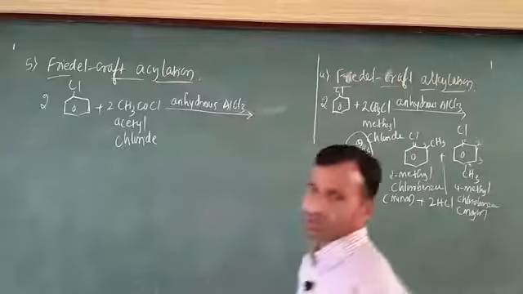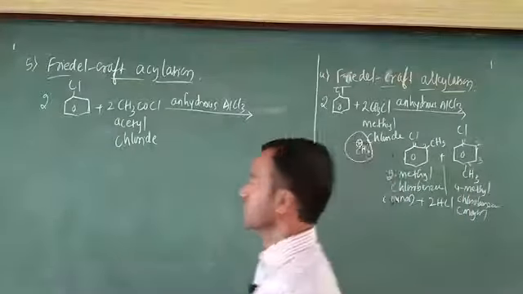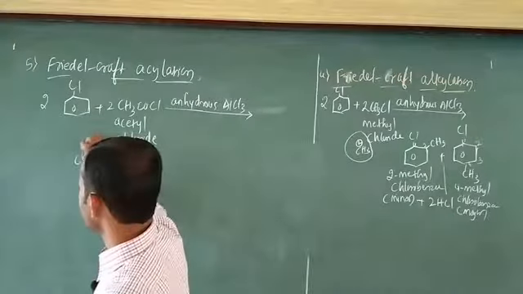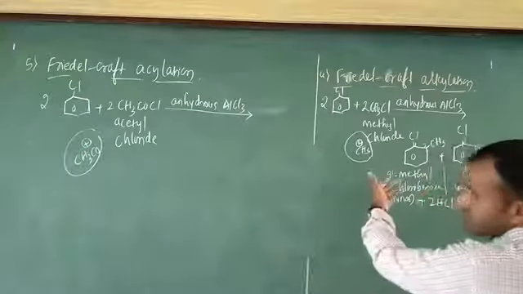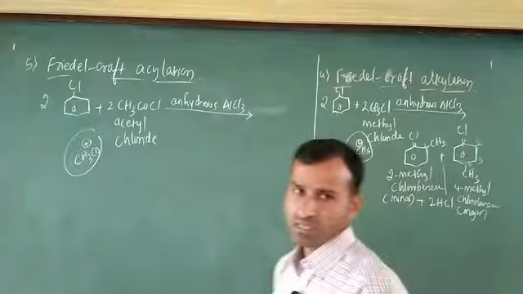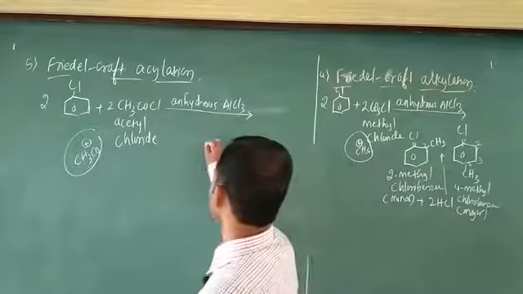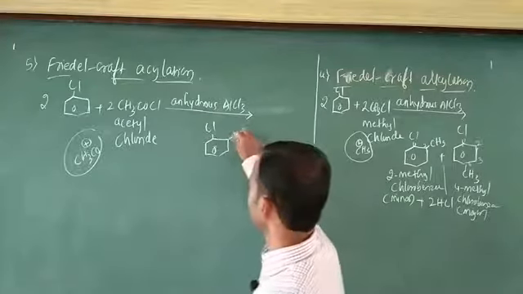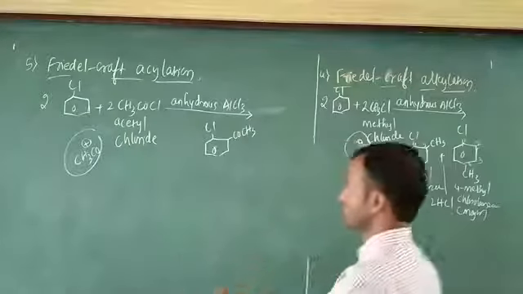There is a generation of an electrophile. Here the electrophile is CH3CO plus. CH3CO plus is the electrophile, and the electrophile has a positive charge. Next, after that there is a formation of two products. One is simple, that is Cl is there, and then COCH3. Don't write CH3CO, you have to write COCH3.